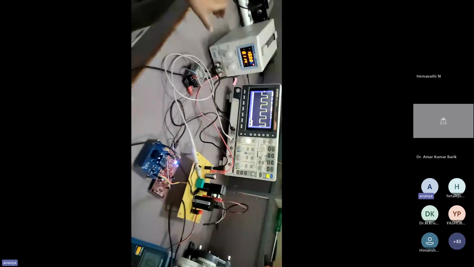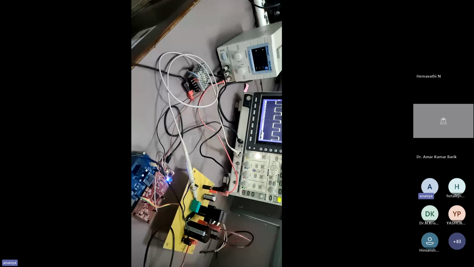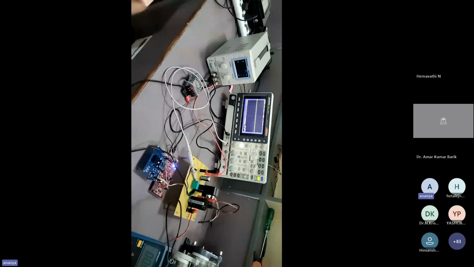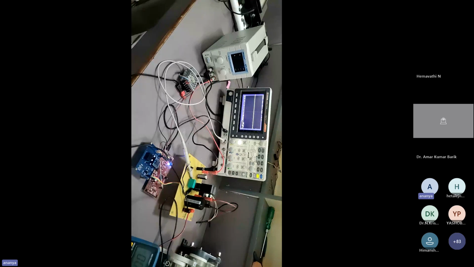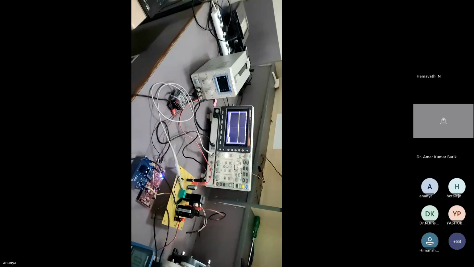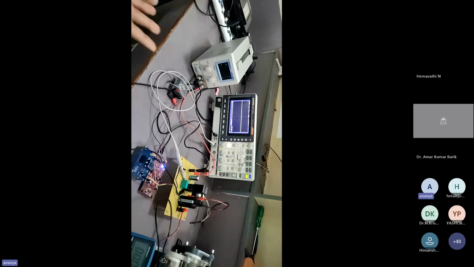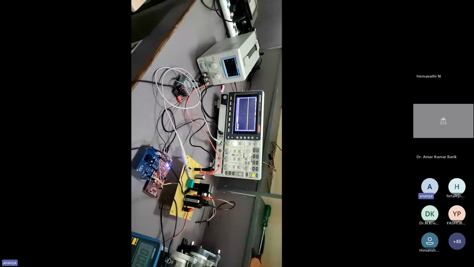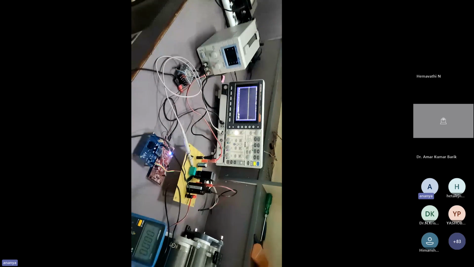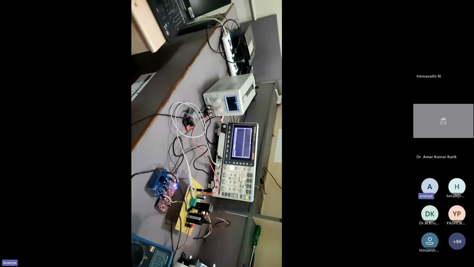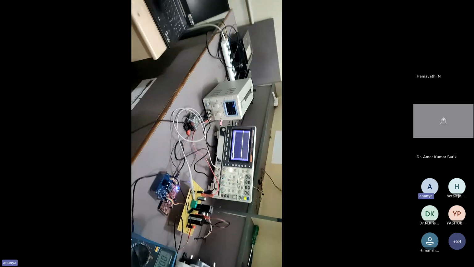Similarly for other converters also we have tested. Like for boost, we have also tested MPPT for PV in this hardware setup, and for other biomass, and similarly for others, but it is not possible to show each and every converter. So I hope this will help you guys in some manner. So thank you. Thank you so much.